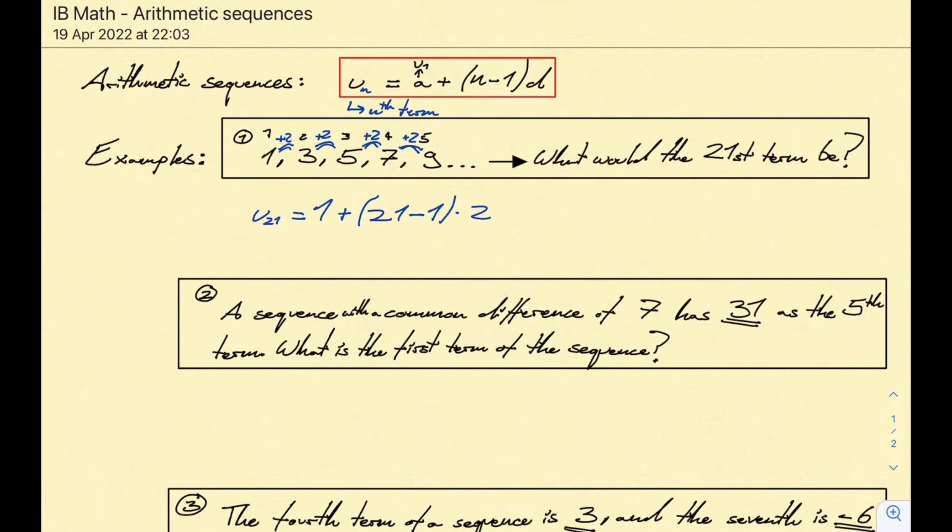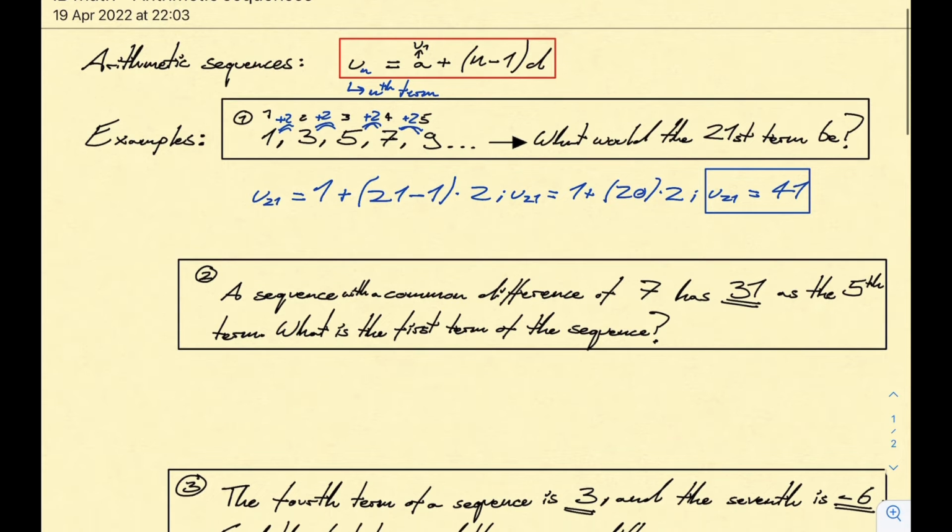So we would see that u21 equals 1 plus 20 times 2. And so u21, the 21st term, which is what they are asking us to calculate, will be equal to 41. And this is our final result for this first exercise.